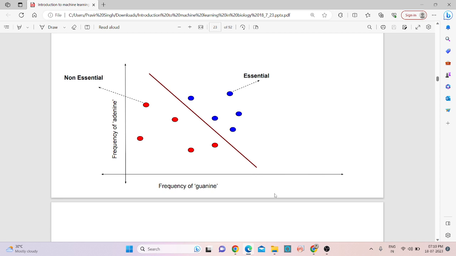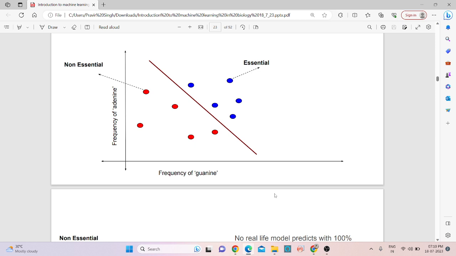Right. So here, it separates very nicely into two different groups. But in real-life bioinformatics data sets, such 100% separation is not possible.